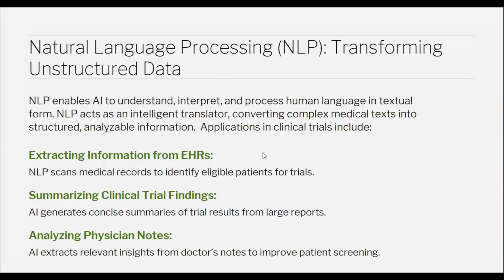summarizing clinical trial findings. So AI can generate concise summaries of trial results from large reports, which require hundreds and hundreds of people and months to compile the data. So AI can make it very quick and accurate as well. And AI analyzes physician notes also. AI extracts relevant insights from the doctor's notes to improve patient screening as well. So these are advantages. Any question?